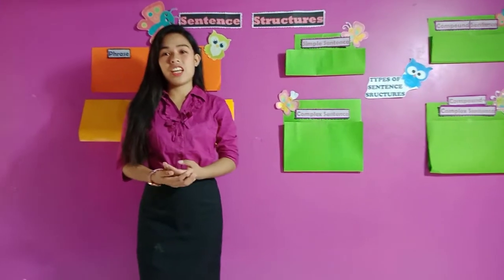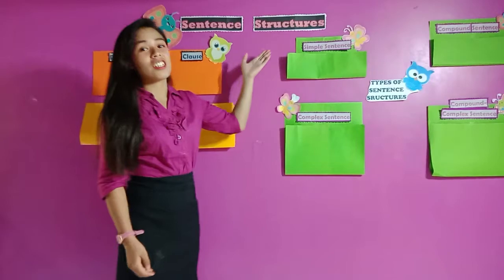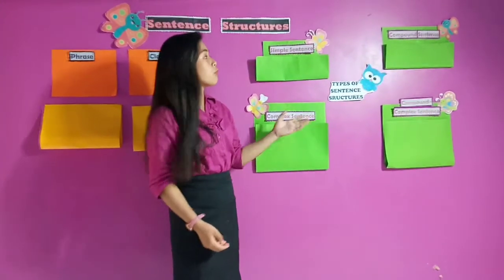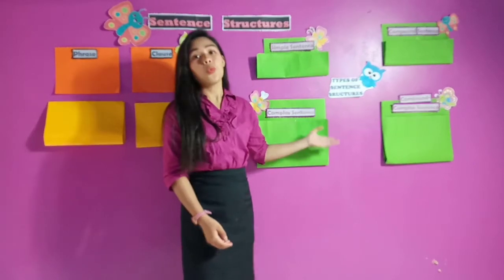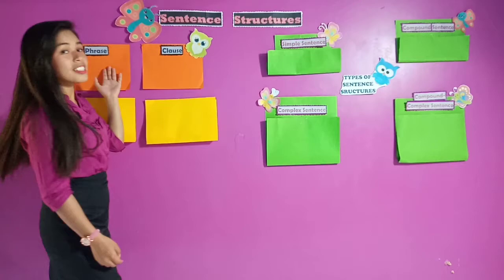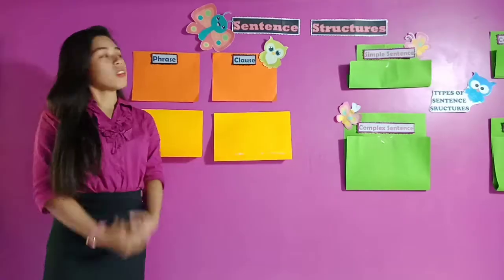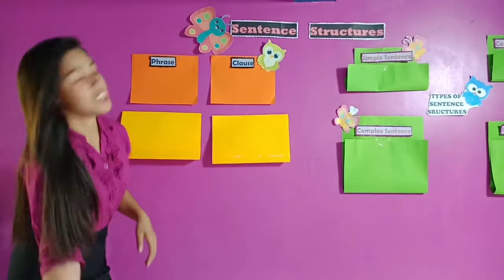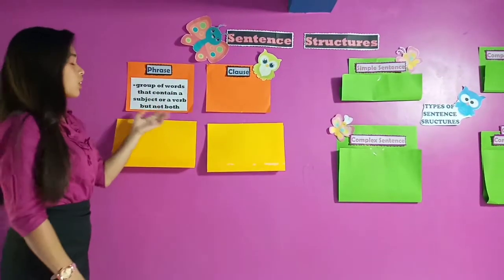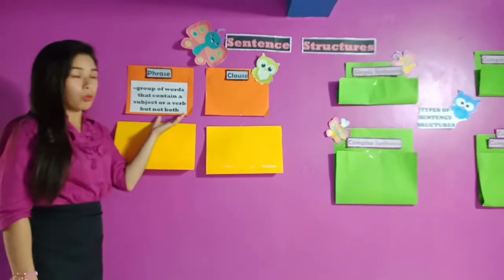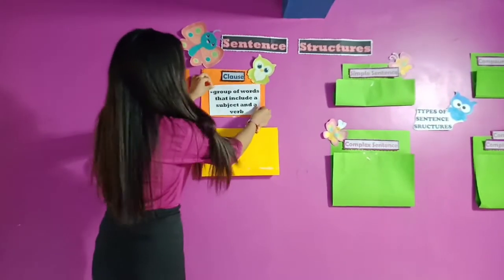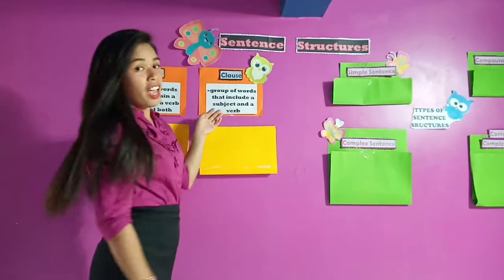Our topic today is about sentence structures. There are 4 types of sentence structures. But before we discuss these 4, we will first discuss the difference between the phrase and the clause. A phrase is a group of words that contains a subject or a verb but not both, while the clause is a group of words that includes a subject and a verb.